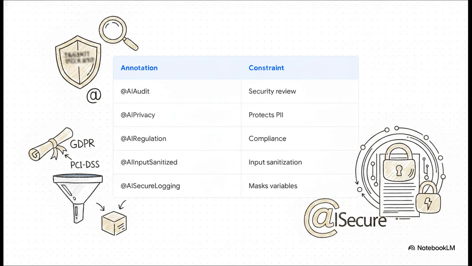Moving beyond basic locks, these security and compliance annotations are absolute game changers. For instance, @AIAudit forces the AI to check for specific vulnerabilities like SQL injections on every single change. @AIPrivacy guarantees personally identifiable information isn't reproduced in logs. @AIRegulation ties your code directly to GDPR or PCI DSS compliance clauses. We also have @AIInputSanitized to demand access checks, @AISecureLogging to explicitly ensure the AI masks a credit card string, and @AISecure to mark core crypto and auth paths that need extreme caution.